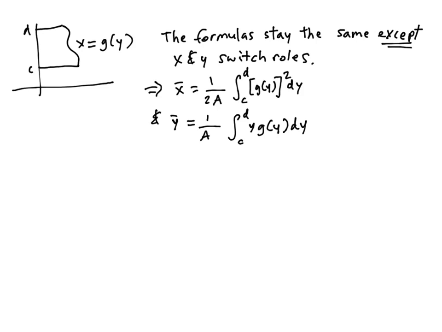Okay, so it's easy to make this mistake, but just remember that when you have x equals g of y instead of y equals f of x, you do have to switch the role of x and y in the formulas. What that means is that the formulas actually switch places. So let's go ahead and do another example.